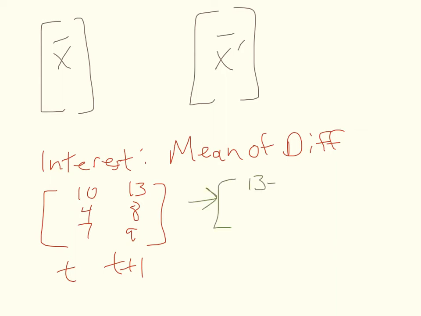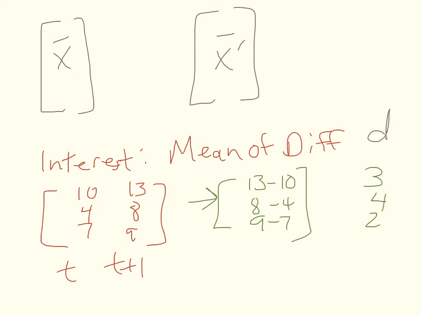13 minus 10, and this is 3. 8 minus 4, and this is 4. 9 minus 7, and this is 2. Okay? These are called your differences. And in statistics, we have a nice symbol for difference. It's actually the lowercase d. Okay? So this is your differences.